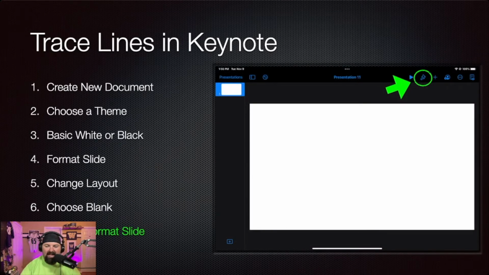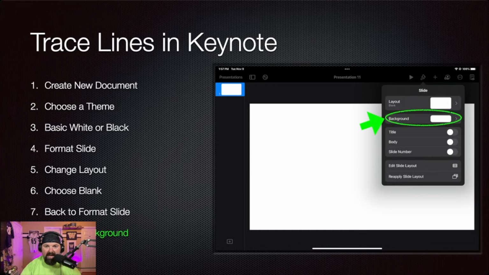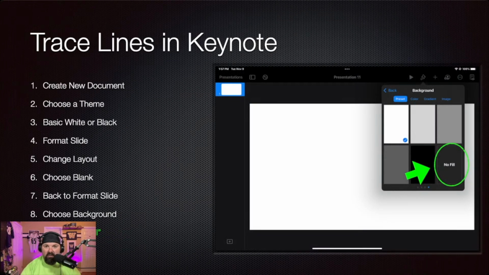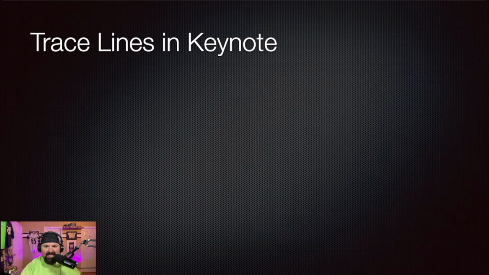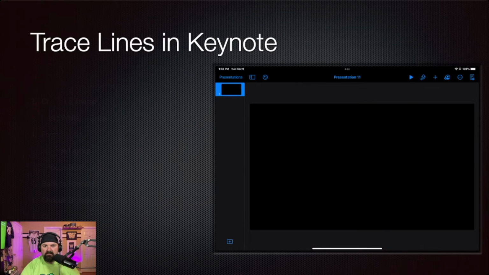Next, we're going to go back up to the same Format slide button, and then we are going to go down to the background. Now, it's really important for this process that we do not have anything in the background, so this is what we're going to do. After we click that, we're going to go down to the No Fill. And it's going to make it seem like it's blank, like there is nothing there. However, there will be, just not yet.